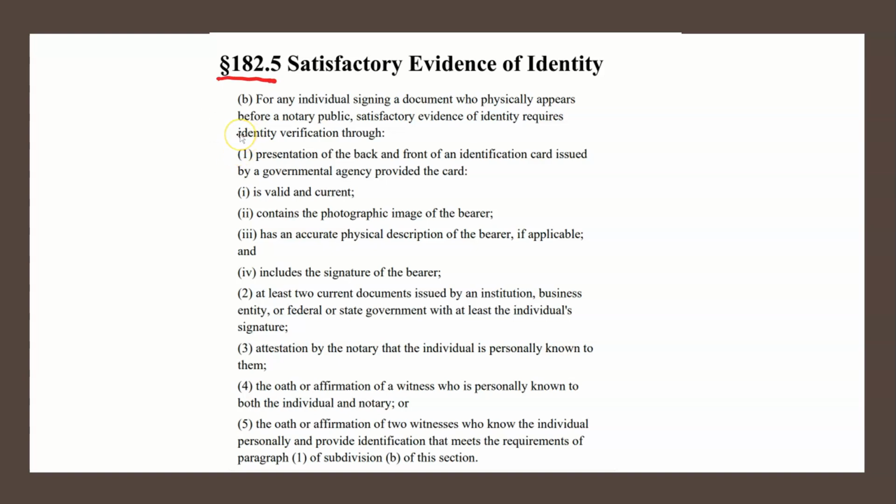And specifically at subsection B, it states that for any individual signing a document who physically appears before a notary public, satisfactory evidence of identity requires identity verification through, and there are a bunch of alternative means. One is presentation of the back and front of an identification card, including a photographic image of the bearer, as well as the signature of the bearer.